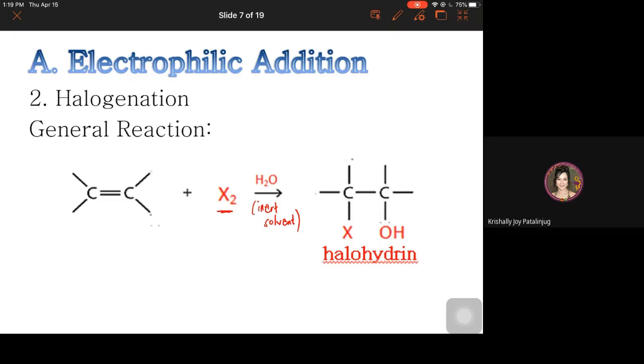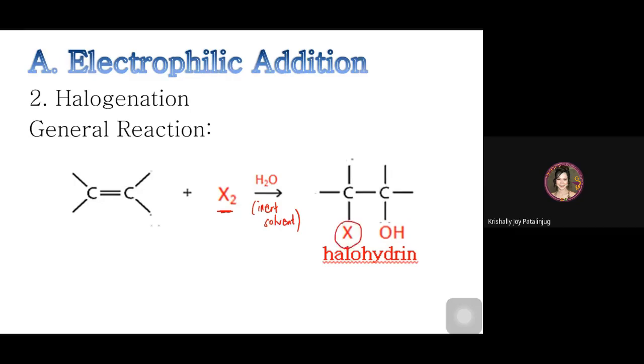So if water is being added as the inert solvent, I mean used to support in the activation process ng halogenation reaction, this time, isa lang na halogen or isa lang na electrophile will be added to that carbon double bond. Then yung isang carbon double bond, it will be added with hydroxyl mula sa water solvent. So, saan galing tong OH? Galing yan sa water. Kaya halohydrin. Halohydrin yung major product. Okay? Kapag halogenation ng alkene in the presence of an inert solvent, water.